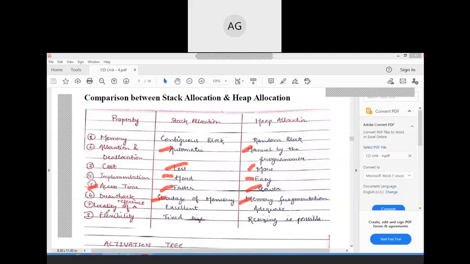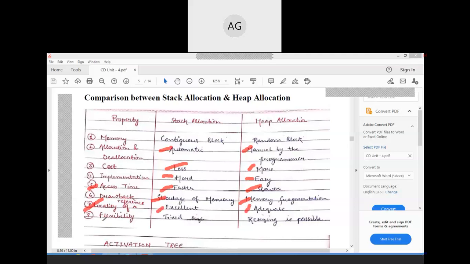The seventh property is locality of reference. This is a very important property. You already studied, or you are going to study, locality of reference in the cache memory topic in computer architecture. In the case of stack allocation, the locality of reference is excellent, whereas in heap allocation it is adequate.